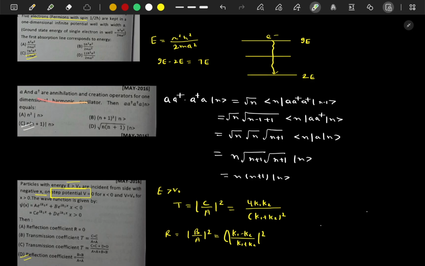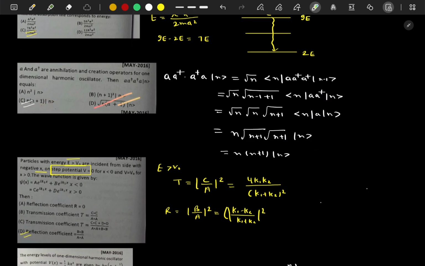Now consider the annihilation and creation operators. This will create and this will decrease. So we have to calculate this part. Remember, a is the annihilation operator and a dagger is the creation operator. So this is the annihilation operator, means it will give you simply n minus 1. Okay, so this will be n minus 1. Simply this, and our last answer will be n plus 1. Very easy peasy question.